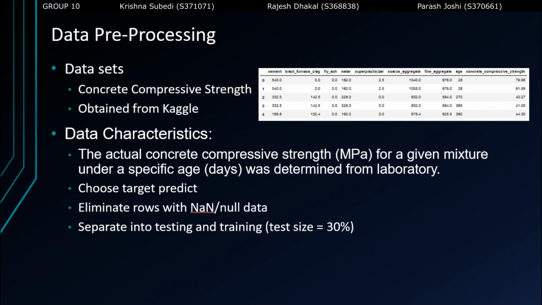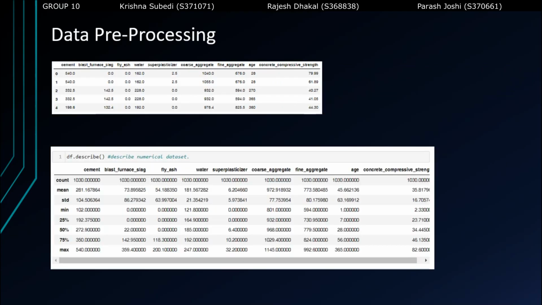We will be using the dataset obtained from Kaggle. The dataset includes different parameters such as cement content, blast furnace slag content, fly ash content, water content, superplasticizer content, etc., and the actual compressive strength, which is given in MPa for a given mixture under a specific age, determined in the laboratory. And as we know, data preprocessing includes various steps such as data cleaning, data transformation, data reduction, handling imbalanced data, splitting, feature scaling, etc. These are the steps that we have done in the data preprocessing.